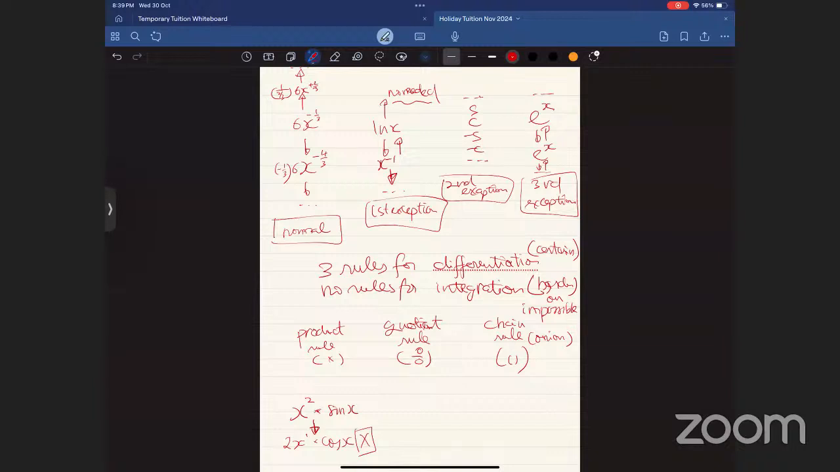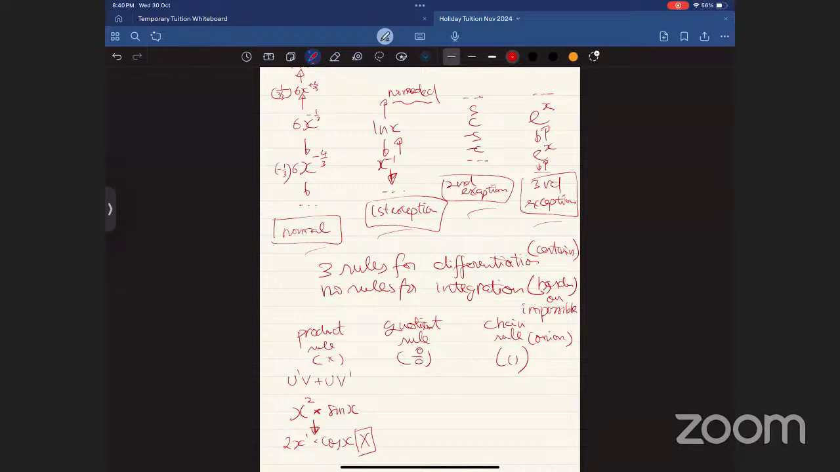Why? Because there is a times. Up to now, we haven't been dealing with times at all. All the normal and the exceptions are basic stuff. They don't have any multiplication in there. But certainly, it is very easy to introduce multiplication. So the product rule comes in. Something that you memorize. It's not that difficult.